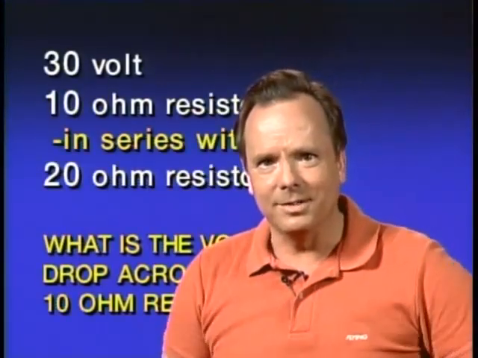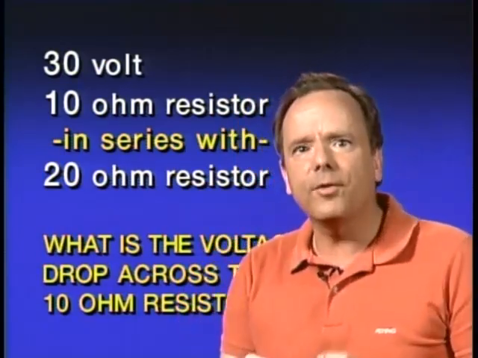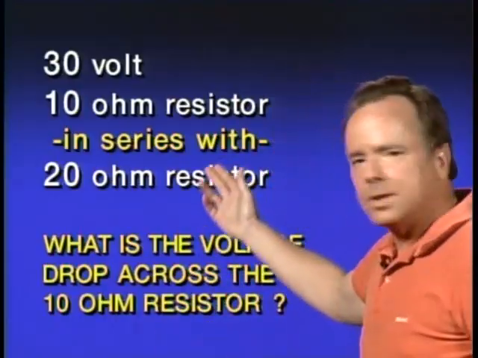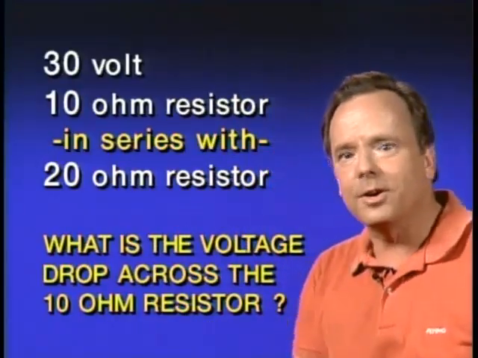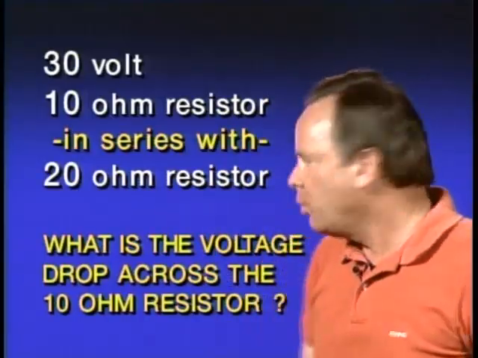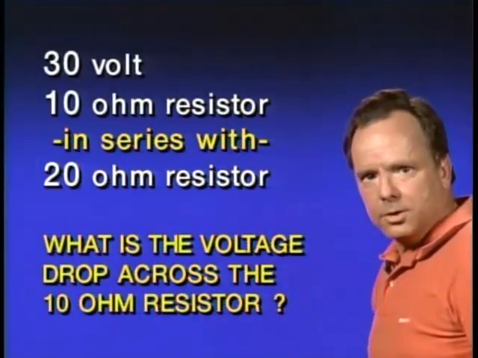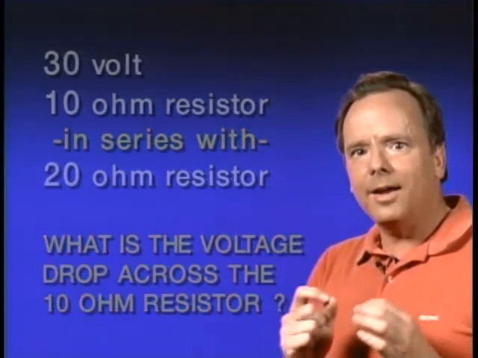Let's take a look at a way they're going to ask us a question about this on the FAA written exam. They're going to say a circuit has an applied voltage of, we'll say, 30 volts in a load consisting of 10 ohms in series with a 20 ohm resistor. Now, the question is, what is the voltage drop across the 10 ohm resistor? Now, how can we find that out?